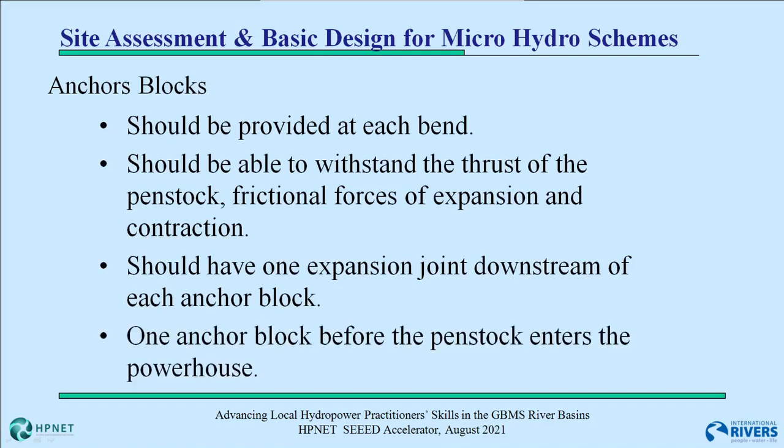At sections of the penstock where the straight pipe length exceeds 30 meters, an anchor block should be there. This is to limit the thermal expansion of the pipe, since an expansion joint will be placed downstream of the anchor block.